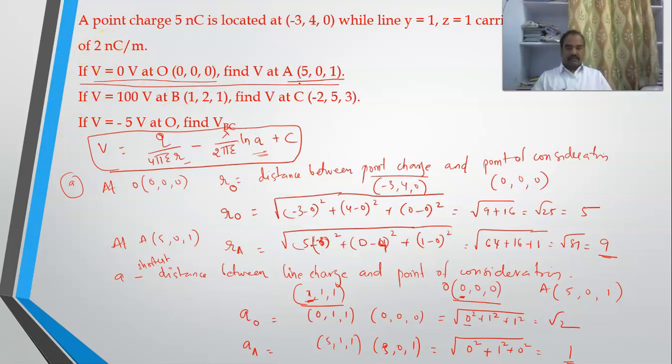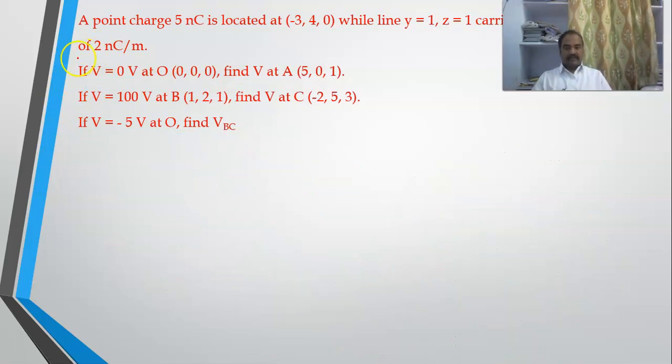Let me write it again. V is equal to Q by 4 pi epsilon naught R minus lambda by 2 pi epsilon naught into ln A plus some constant, because I am considering epsilon is equal to epsilon naught. I am considering air medium.